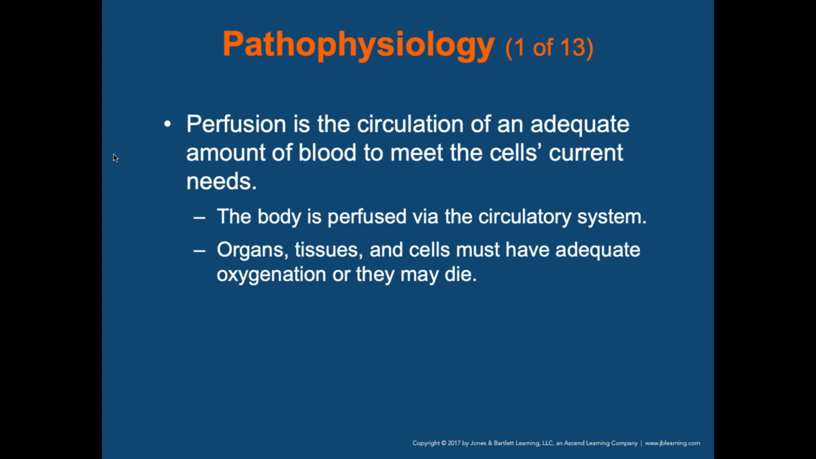So, pathophysiology behind it. Perfusion is the circulation of an adequate amount of blood to meet the cell's current needs. So remember, the body is perfused via the circulatory system, right? Perfused with oxygen and whatnot as well to maintain the cells. So organs, tissues, and cells must have adequate oxygenation or they may die. In order for oxygen to be transported, we have to have good blood circulation.